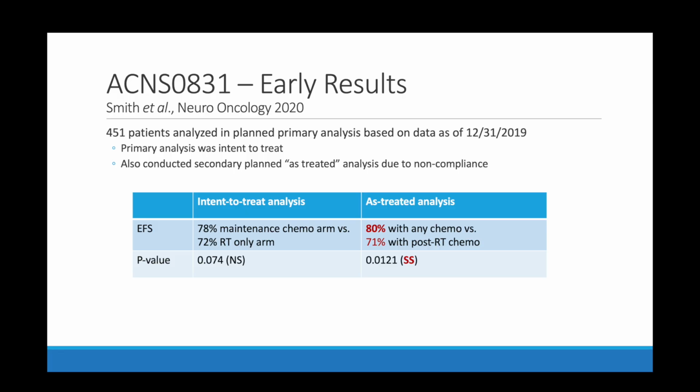And what they found in terms of event-free survival is that on the intent to treat analysis, there was no significant difference in event-free survival, whether or not patients received maintenance chemotherapy. But when they looked at the as-treated analysis, and remember there was a high degree of non-compliance, so when they just looked at the patients that were treated the way that they were supposed to be treated on that arm, they actually did find a difference, and there was a significantly improved event-free survival with chemotherapy.